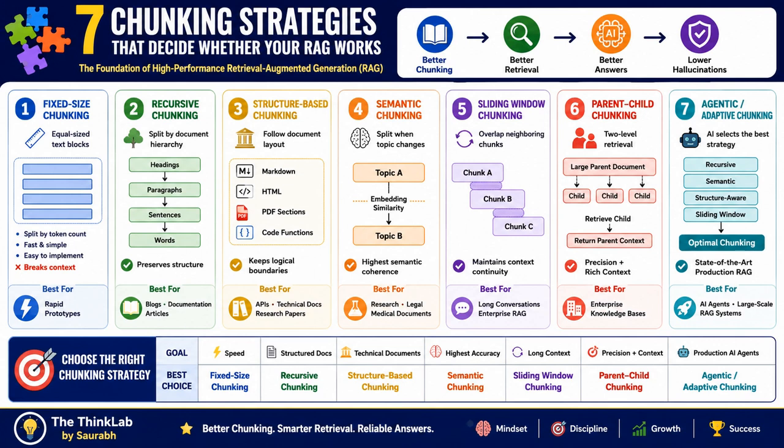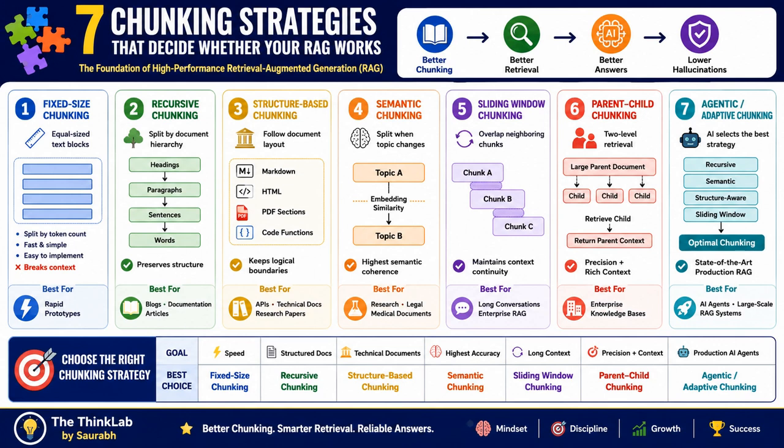Now we are moving to strategy 2, recursive chunking. The second strategy is recursive chunking. This method follows the natural structure of a document. It first checks the heading, then paragraph, then sentence, and finally words if needed, right? Instead of cutting randomly, it preserves the document hierarchy. This keeps the relevant information together and makes the retrieval much more accurate. Recursive chunking is widely used for blogs, documentation, and articles. Many modern RAG frameworks support this strategy by default, right?